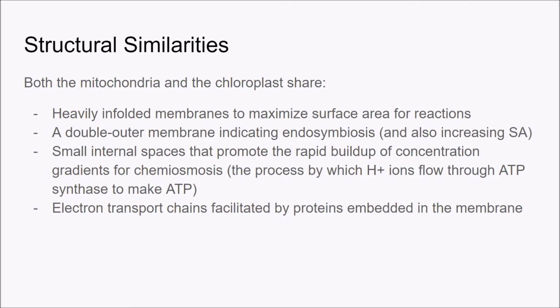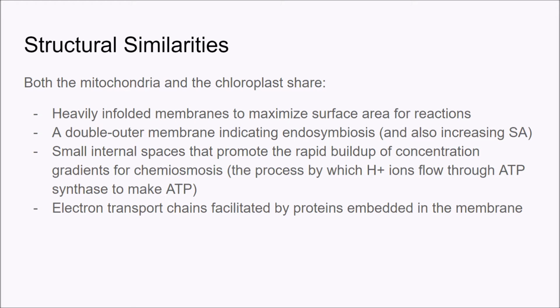The last similarity is that the mitochondria and the chloroplast both utilize electron transport chains. I want you to notice where they are. The electron transport chain in the mitochondria is happening in the inner membrane, the membrane between the matrix and the intermembrane space. And in the chloroplast, it is happening in the membrane of the thylakoid.